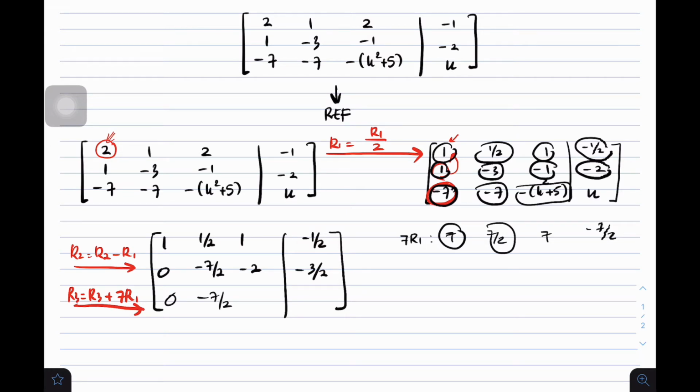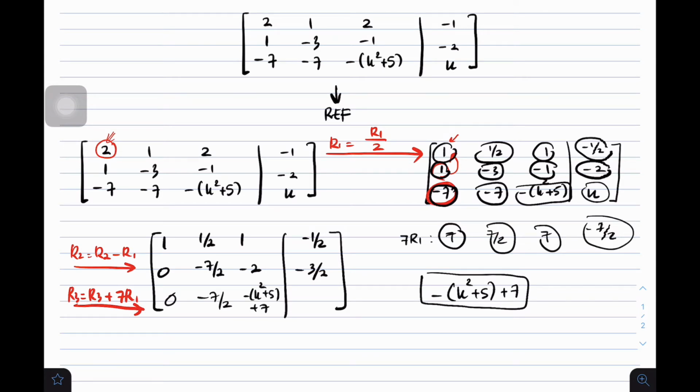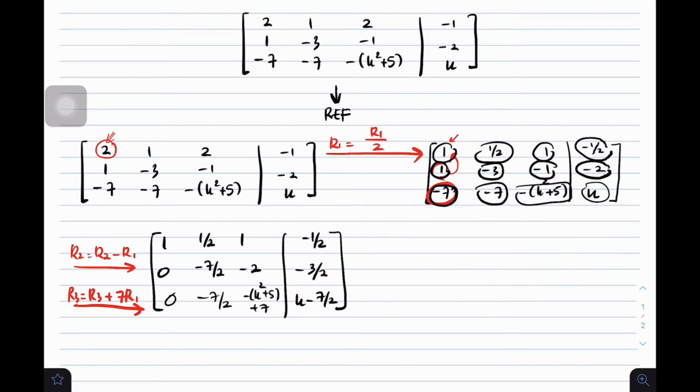Negative k square plus 5 plus 7. Okay, so you just need to write this one because we cannot solve this one, so just write it. Negative k square plus 5 plus 7. Then k plus with negative 7 over 2, you will get k minus 7 over 2 here. Okay, so now if you can see, the element below the leading 1 has already been equal to 0. So here is the leading 1 and below the leading 1 is equal to 0.